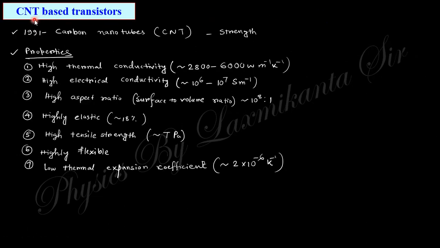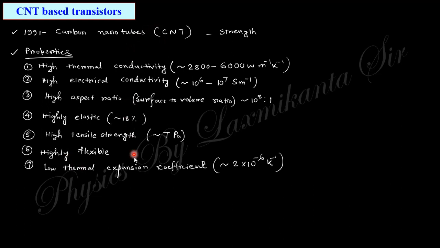Now the CNT, carbon nanotube based transistor. In 1991 the carbon nanotube was synthesized, with a cylindrical configuration. Its properties are high thermal conductivity, high electrical conductivity, and high aspect ratio. Aspect ratio means the surface to volume ratio is 10 to the power 8 to 1, that is, the surface area is much higher than its volume. This helps for reference purposes. And it has high elasticity, high tensile strength, high flexibility, and a low thermal expansion coefficient.